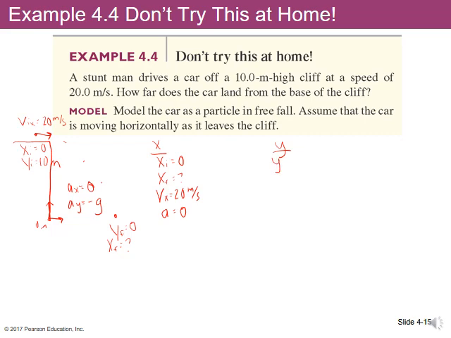What about the y direction? Well, we know that the initial y position is 10. We know that the final y position is 0. We know that the initial velocity in the y direction is 0 because it starts going straight off the cliff. And we know that the acceleration is minus g, which is minus 9.8 meters per second squared. And we know that the same time applies to both. So we have two equations that we can use here. We have constant velocity in the x direction, and in the y direction, we have constant acceleration.